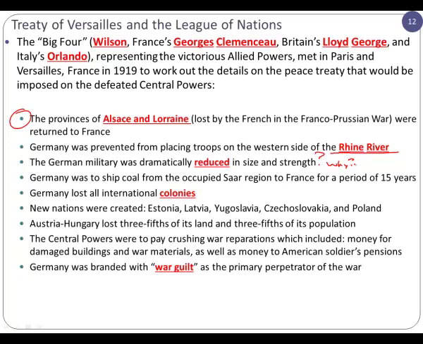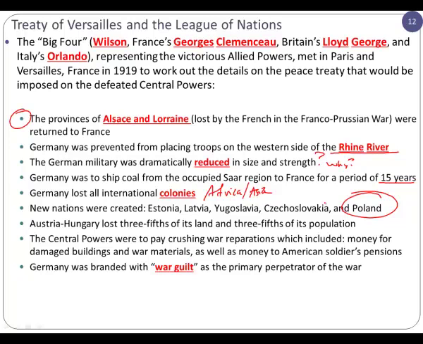Okay? Germany to ship coal from the occupied Saar region in France for a period of 15 years. For the next 15 years, you owe them industrial resources. Germany lost all international colonies, specifically Africa and Asia. Write that down. Those are the two major areas we're looking at. New nations created. Poland reappears on the map, has been gone since the partition of Poland under Catherine the Great and other leaders. Okay, so Poland is now a country again.